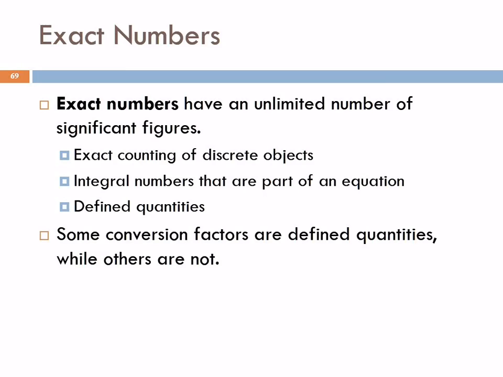So there's one exception that I want you to know. 1 inch is exactly equal to 2.54 centimeters. That's one of the unusual conversion factors between metric and English that is an exact number. When we find an exact number in a calculation, we'll find that it's not going to alter the number of significant figures.